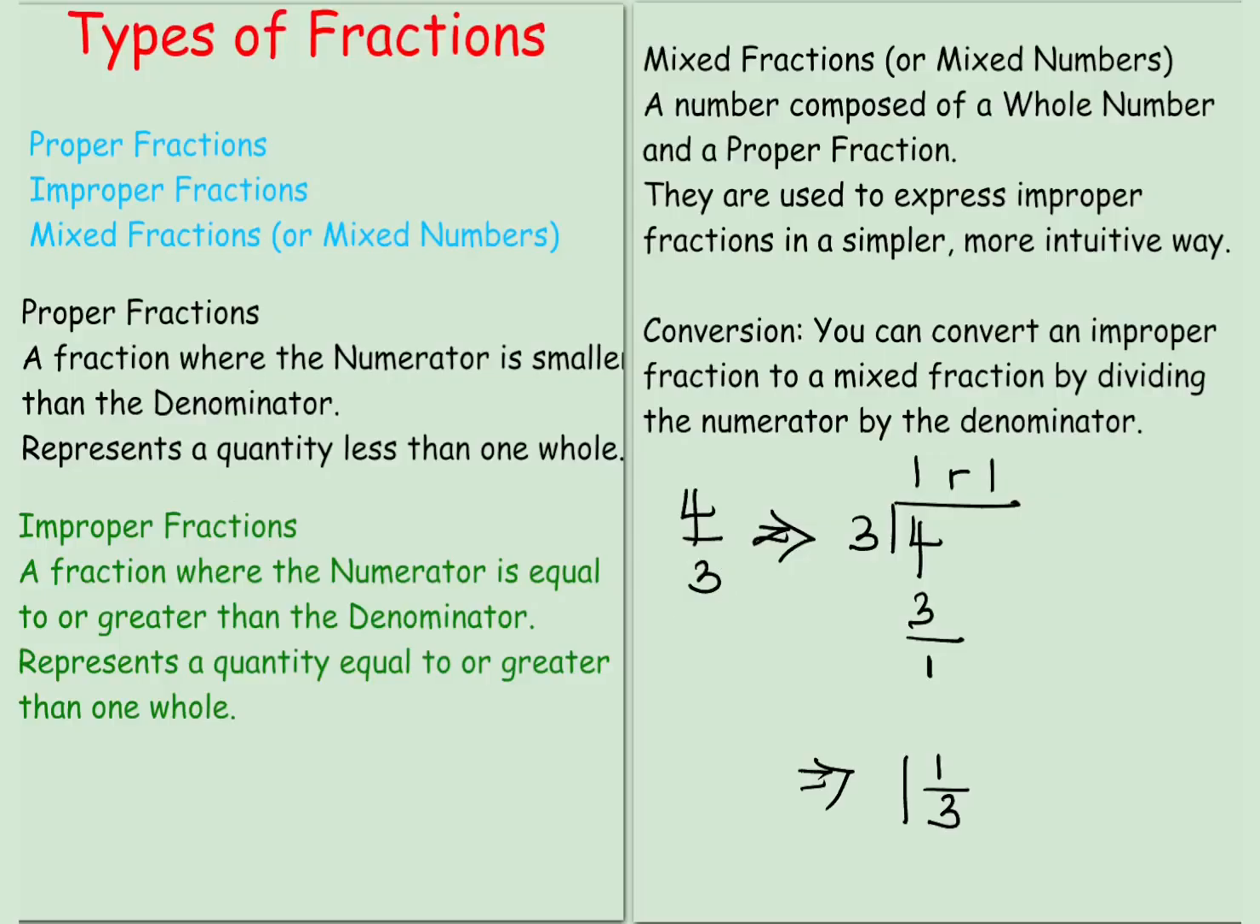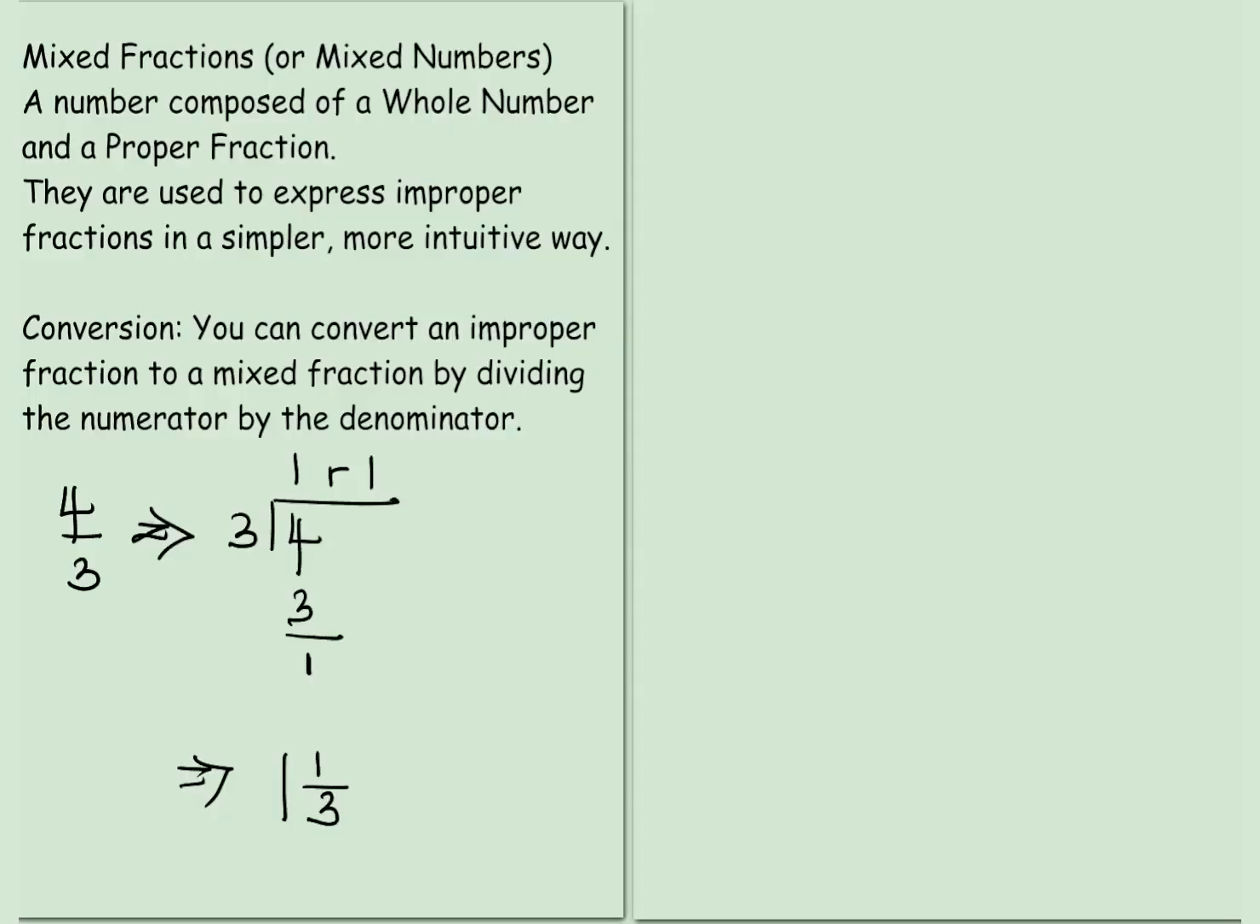So as you have seen being done here, we divide 4 by what? 3, and that gives us a 1, and there's a remainder of 1. So 1 whole number, 1 over 3. Solving more examples will enhance your understanding.